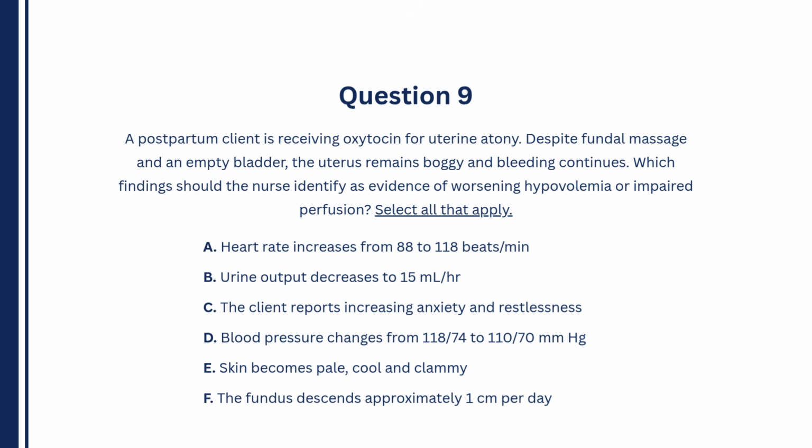Question 9. A postpartum client is receiving oxytocin for uterine atony. Despite fundal massage and an empty bladder, the uterus remains boggy and bleeding continues. Which findings should the nurse identify as evidence of worsening hypovolemia or impaired perfusion? Select all that apply. Correct answers are A, B, C, and E.